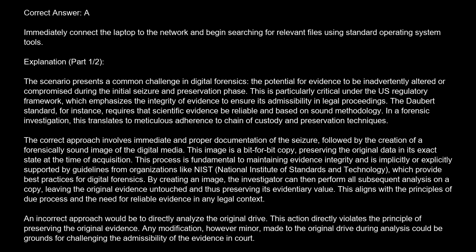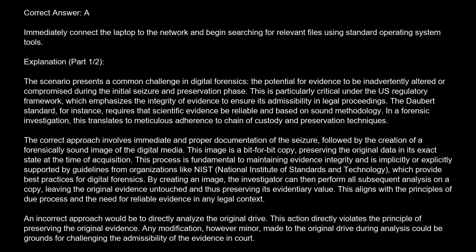This is particularly critical under the U.S. regulatory framework, which emphasizes the integrity of evidence to ensure its admissibility in legal proceedings. The Daubert standard, for instance, requires that scientific evidence be reliable and based on sound methodology. In a forensic investigation, this translates to meticulous adherence to chain of custody and preservation techniques.